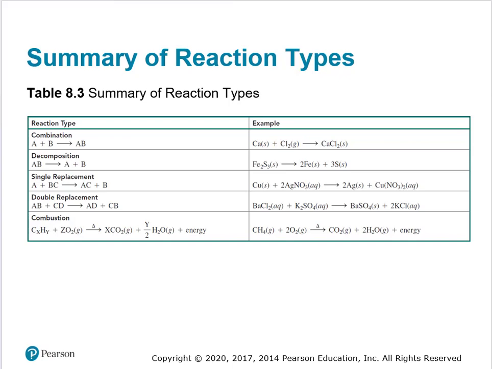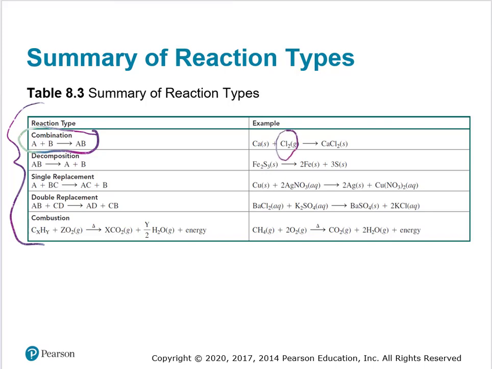Here's a summary of the different reaction types. This shows us on the left the general format. So a combination is A plus B to give us AB. And then over here we have examples. Calcium plus chlorine to give us calcium chloride. Here's another example of diatomic.